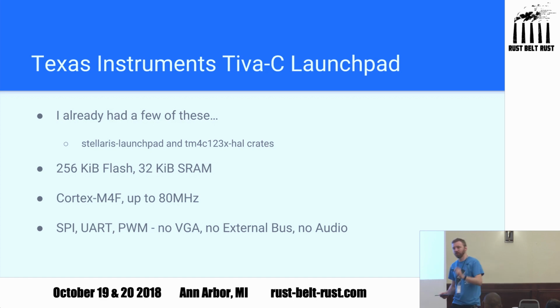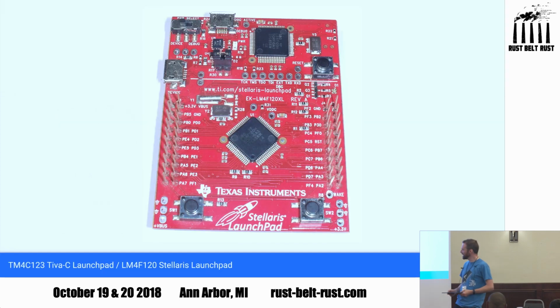256K flash, 32K of SRAM. Now that's a challenge. That is not really enough SRAM to store a whole bitmap, never mind a color bitmap. So you'll see how we solve that one. It's Cortex M4F, 80 megahertz. Not too fast, not too shabby. Only got a few peripherals, but most importantly, there's no VGA support in the chip, no graphics support, and no external bus. So there's no way of just dropping down a video chip like we did in the 1980s. Gonna have to do this a different way.